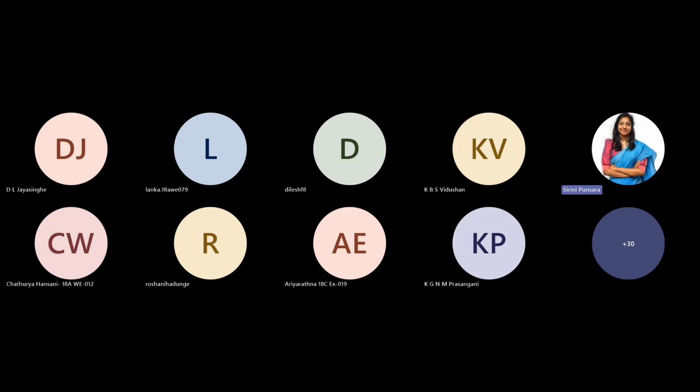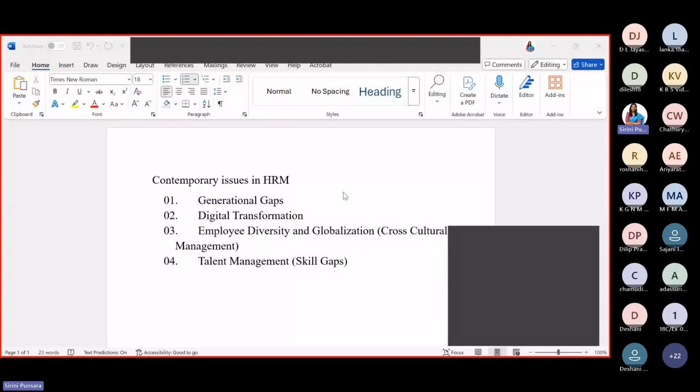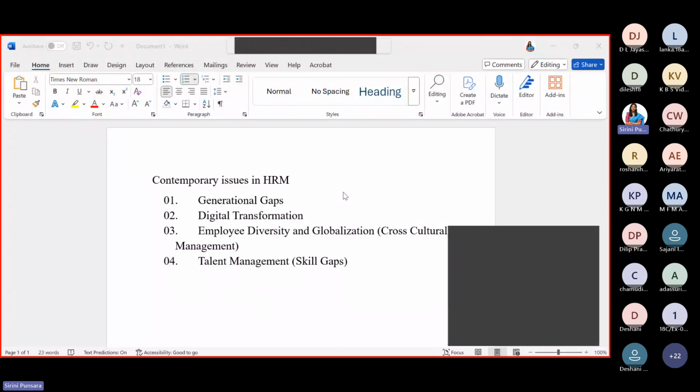So first I will show you what the topics are. Here, these are the key issues that we will be learning. First one is generational gaps, right? You know there are different generations like the silent generation, baby boomers, generation X, Y, and generation Z. So within a company, when all these generations are working together, how can it impact HRM practices, or how can it create issues for HRM practices?